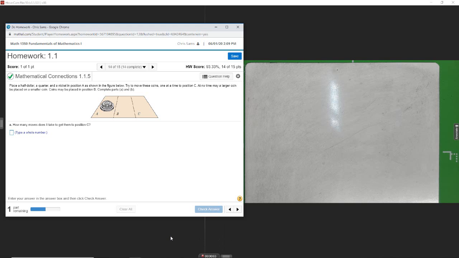All right, number 14, we want to place a 50-cent piece, a nickel, and a quarter in the position that we see, and want to try to move the coins one at a time from position A to C, and at no time may a larger coin be placed on a smaller coin. And it says we can put them in position B. How many moves will it take to get them to C?